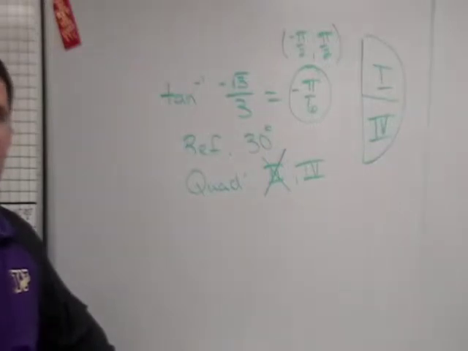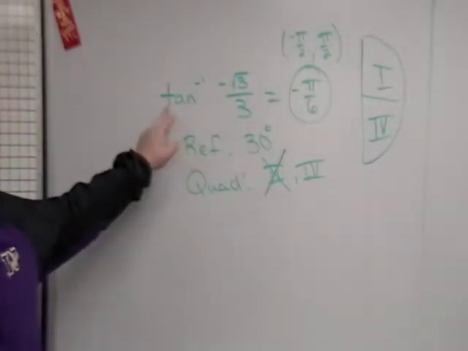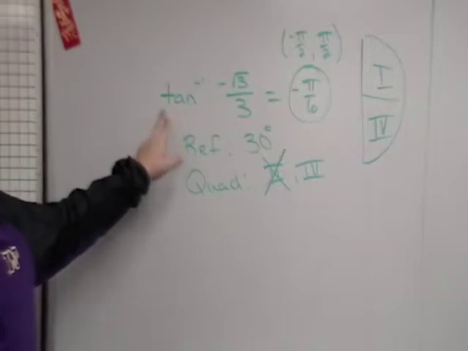Okay? Anybody else get quadrants confused? Did anybody say 5 pi over 6 for this one? I went to quadrant 2. Anybody do that?